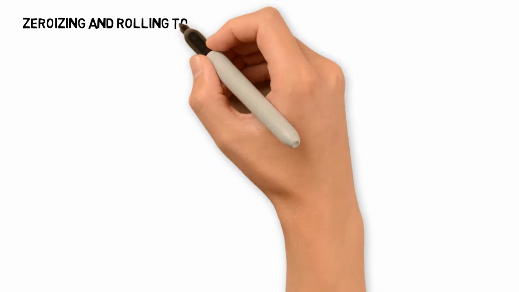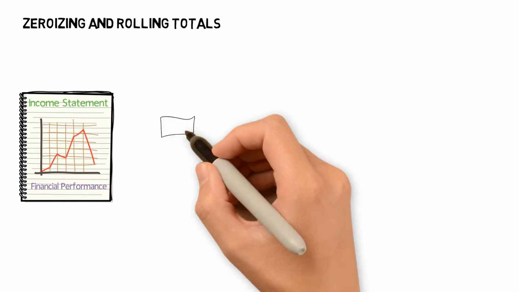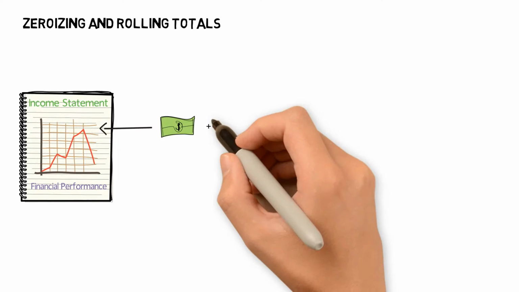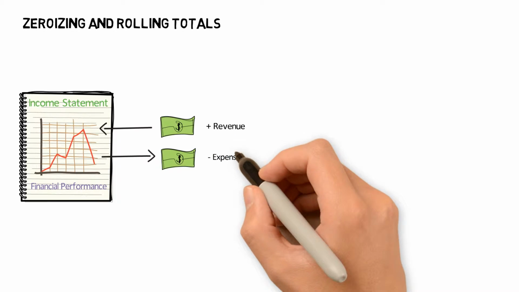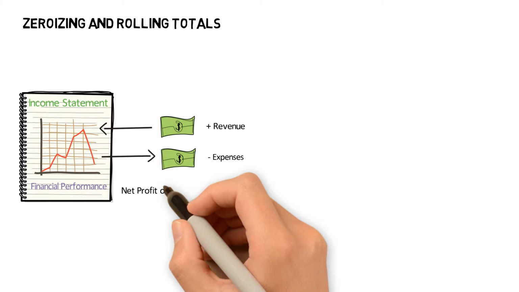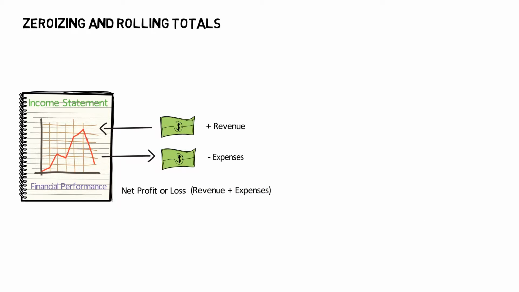Zeroizing and rolling totals. The income statement tells the story of your company's financial performance over a specific accounting period. This report shows how much money is coming in, its revenue, how much is going out, its expenses, and what the resulting profit or loss is, which is calculated by summing the revenue and the expenses.